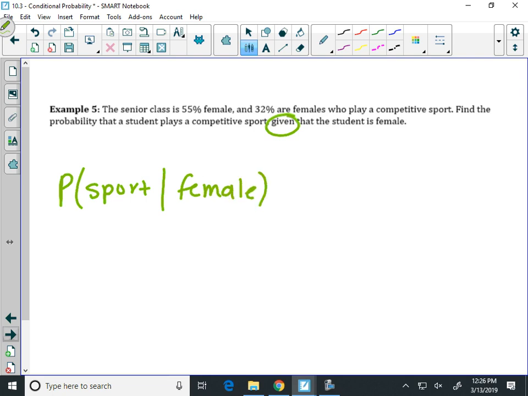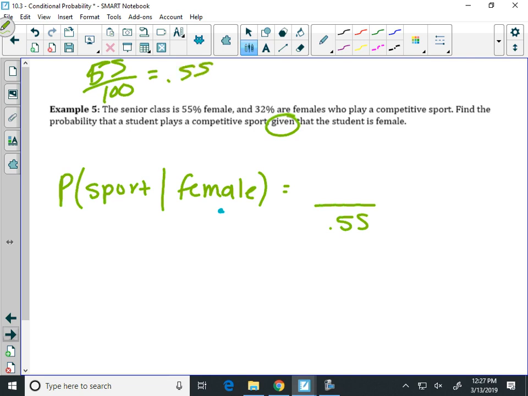So when we find that conditional probability, female is second. And this time around, we were given percents, so we have to write those as decimals. What percent overall of the population is female? 55. So that's going to go on the bottom. But what's 55% as a decimal? 0.55. Again, if you don't remember how to convert, just do 55 divided by 100, and that will give it to you as a decimal.